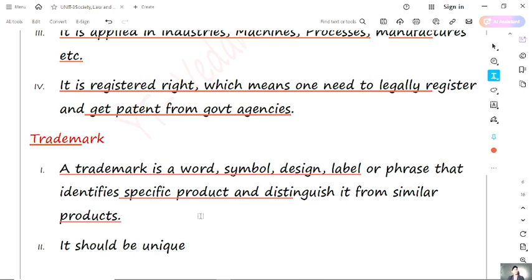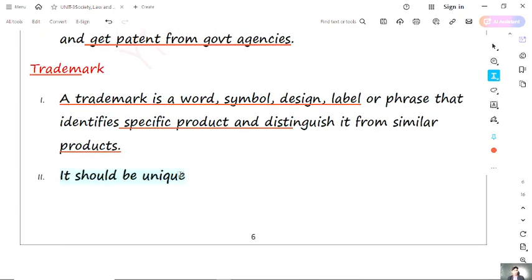Like that, there are so many companies out there. They have their own design or logo. You cannot use that logo. Next, it should be unique, and it will be unique for all the companies.